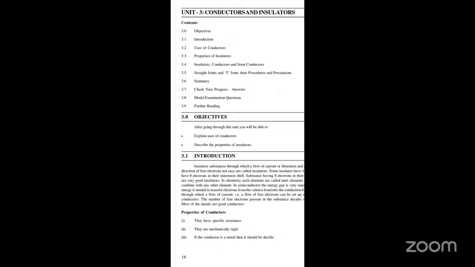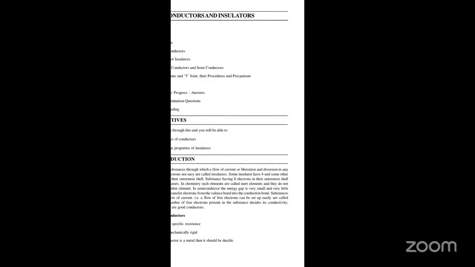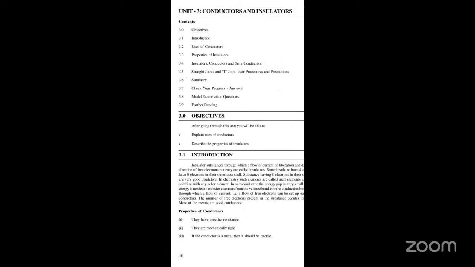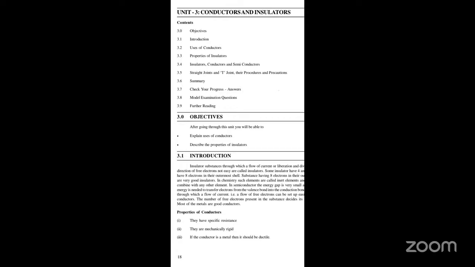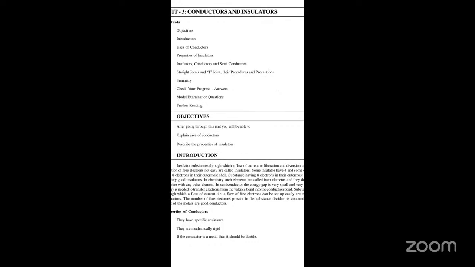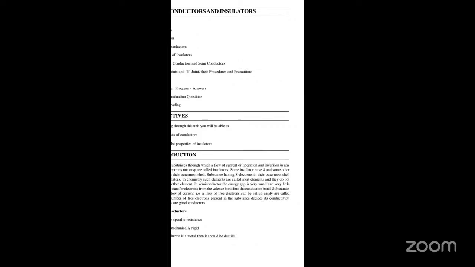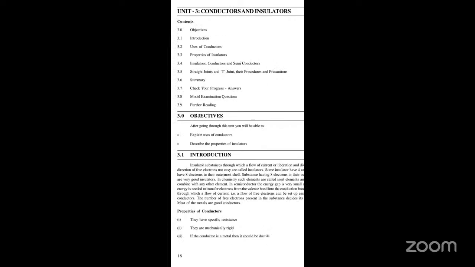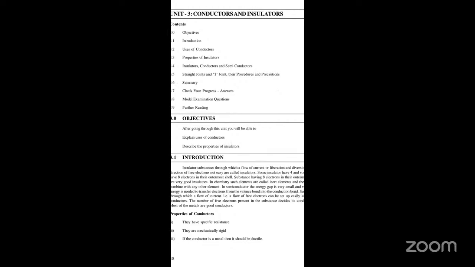In a semiconductor, the energy gap is very small, and very little energy is needed to transfer electrons from the valence band into the conduction band. Substances through which a flow of current, that is flow of free electrons, can be set up easily are called conductors. The number of free electrons present in the substance decides its conductivity. Most of the metals are good conductors.